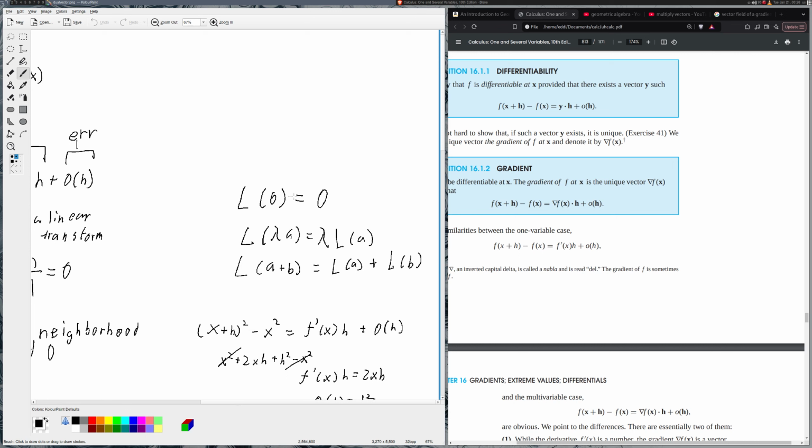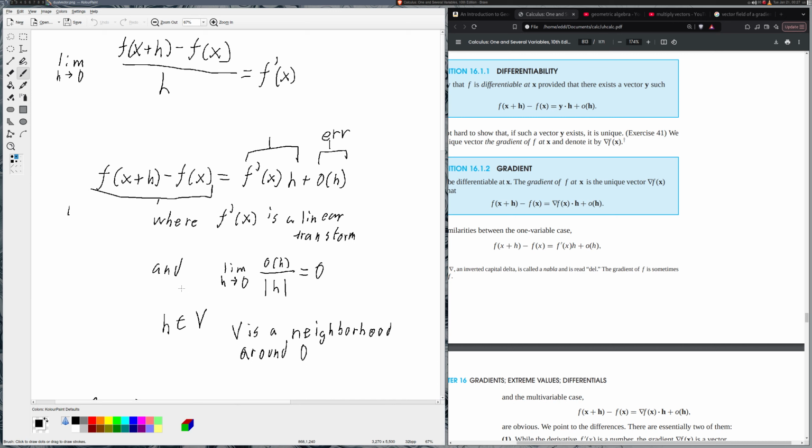If you don't know what a linear transformation is, it's just something that follows these three rules. If you transform 0, it gives you back 0. It scales: if you have a vector or anything and you scale it by lambda, then it equals lambda times the transformation of a. And it's distributive with addition, so L(a + b) equals L(a) plus L(b). This is all you need for a linear transformation, if I remember correctly.